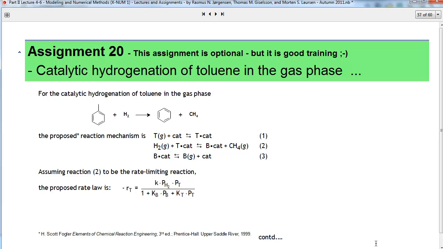The last assignment here is optional. You don't have to do it, but it's really a good training. And for you, the chemists, you will probably understand this better than I do. But this one, you assume that's the rate limiting one. And you can describe the rate by this equation.